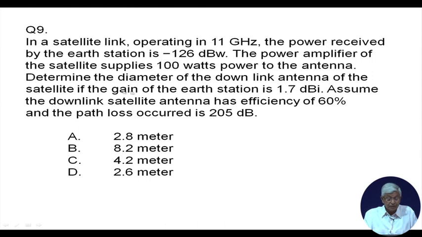So, we are asked to find the diameter of the downlink antenna. First, you have to find the downlink satellite antenna gain, and then, since the frequency and efficiency of the antenna are given, we can find the diameter. There are options: 2.8, 8.2, 4.2, 2.6, and so on. Let us see which one is correct.